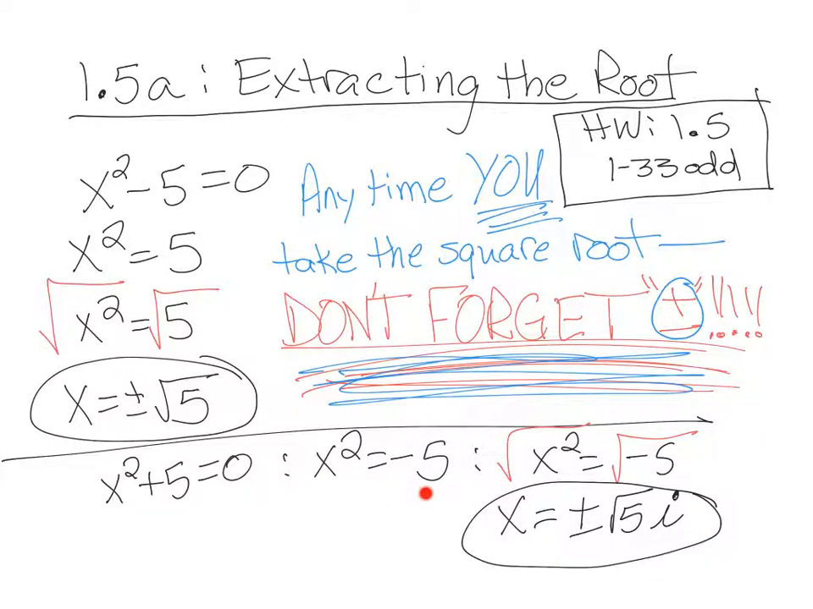Now up until today, you were told there was no solution, but you actually had no real solution. You had a complex solution. Actually, you have two complex solutions. So you take the square root of both sides. Square root of a negative gives me an i. Square root of 5 is just the square root of 5, and don't forget your plus or minus. So practice this stuff, and now let's build a little bit on this.